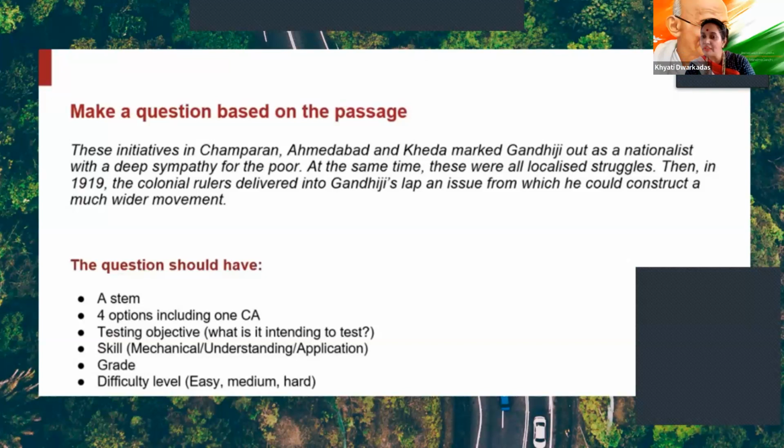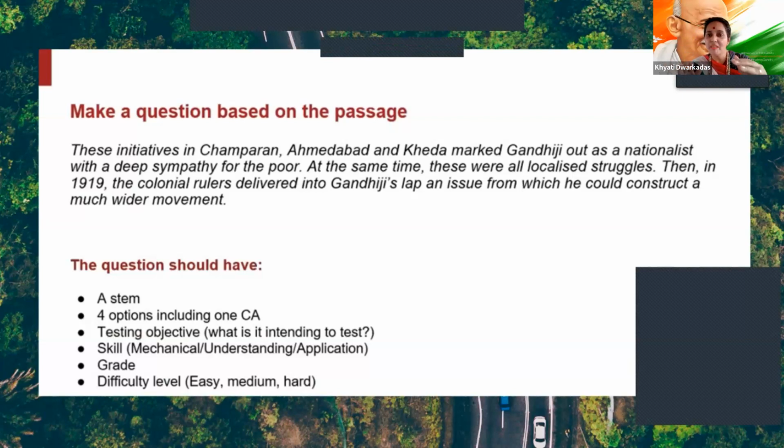But if you notice, the passage tells you colonial rulers delivered into Gandhiji's lap an issue. CDM? Was it CDM Sandhya or was it NCM? See, the issue, we have to talk about the issue. After these movements, we have the Khilafat, Jallianwala Bagh, and those issues, right? So we have to then focus on NCM. This is testing our competencies.